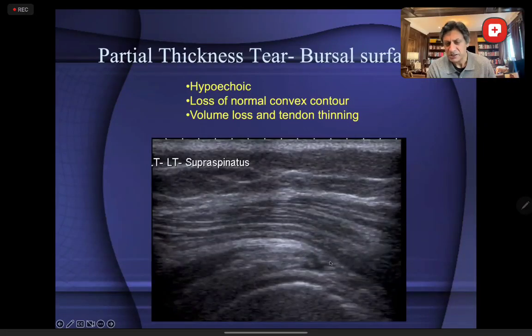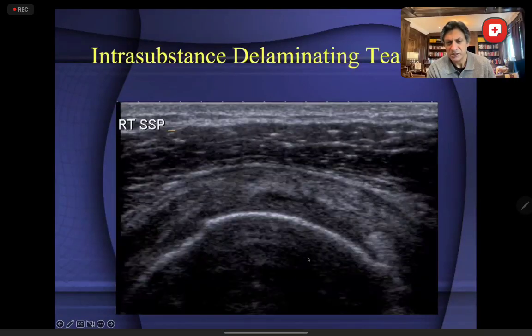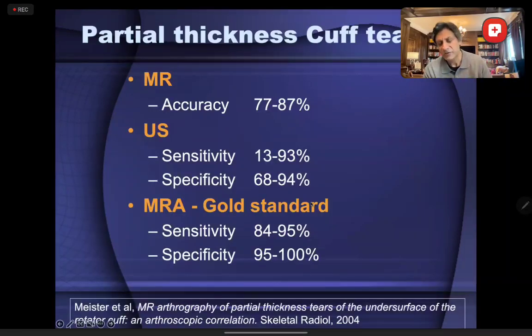This is the opposite. This is the bursal surface. You see the top here? The tear is not here, it's at the top. So that's the bursal. And this is an intrasubstance. That's how it looks on ultrasound. It's all just within the tendon. As I was saying, if you look at the figures, not much of a difference.